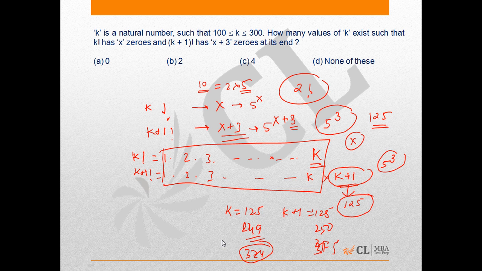Therefore the possible values of k are 124 and 249. Correspondingly, values of k plus 1 are 125 and 250. Therefore there are two values that k can have. Therefore option B is the correct answer.